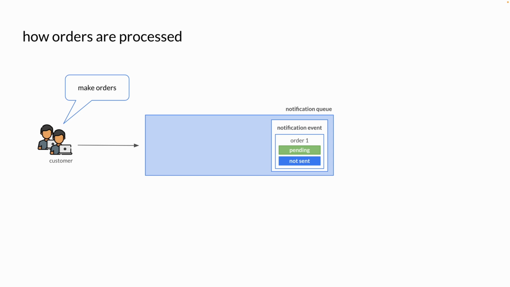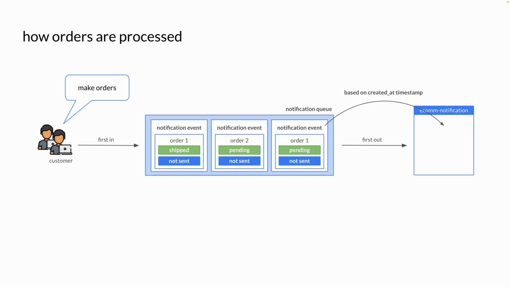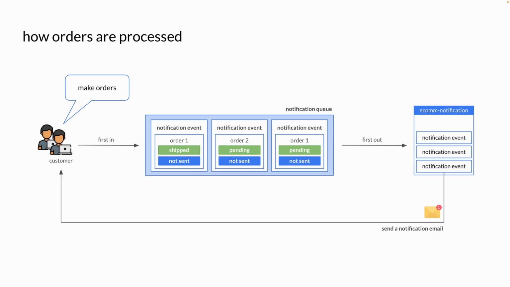Now that we learned a little about how we maintain the state of the notification events, let's have an overview of how our orders are processed. Imagine we have two customers where one customer makes order 1 and the other makes order 2. And let's add another event as well. For example, an order 1 was shipped in the meantime as well. Because we have a queue, the events will be processed first in, first out. We'll later have an ecom notification microservice that will list these events based on the timestamp of when the event was created. And then it is going to send the notification email for each of the notification events concurrently in Go routines. The attempt to send an email might succeed or fail.